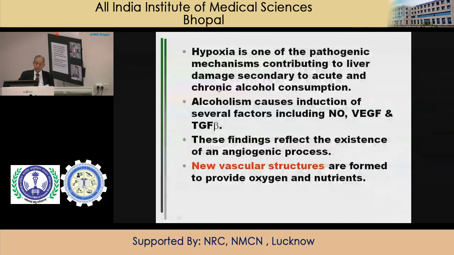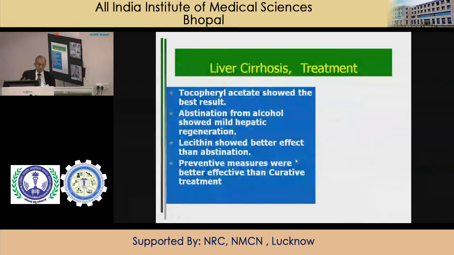Then as a summary of those particular work, hypoxia is one of the pathogenic mechanisms contributing to liver damage secondary to acute and chronic alcohol consumption. Alcoholism causes induction of several factors including nitric oxide, vascular endothelial growth factor, and transforming growth factor. These findings reflect the existence of an angiogenic process, and new vascular structures are formed to provide oxygen and nutrients.